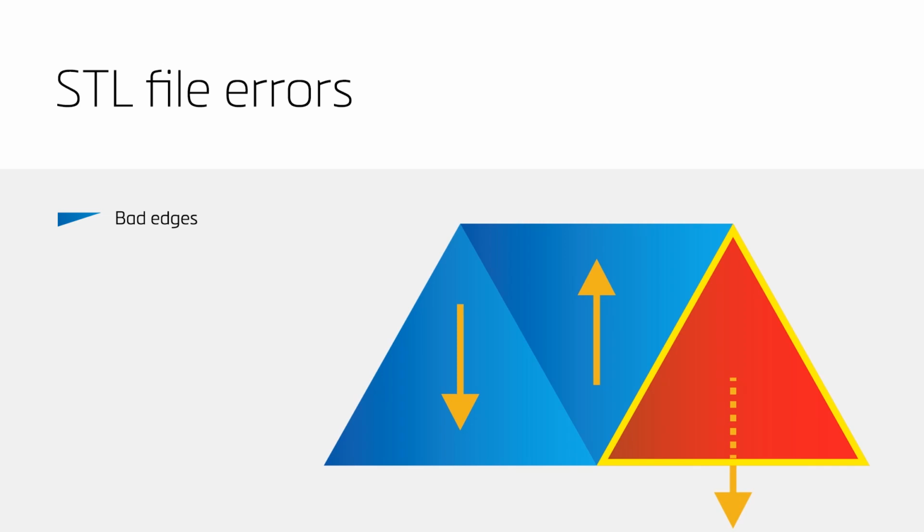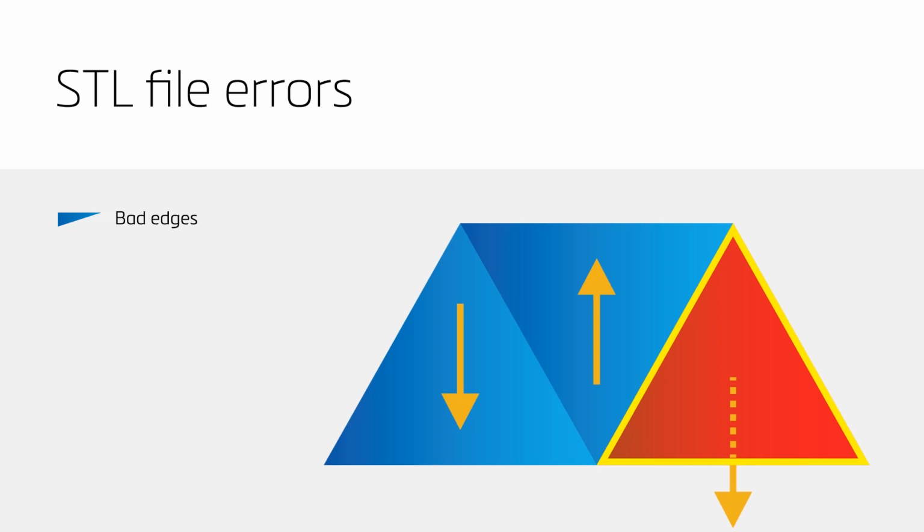These flipped triangles will cause bad edges. In a correct STL file, adjacent triangles should always have 2 vertices in common with their neighboring triangles. If an edge is not well connected or missing neighboring triangles, it is called a bad edge. Bad edges will be visible as yellow lines on your design.